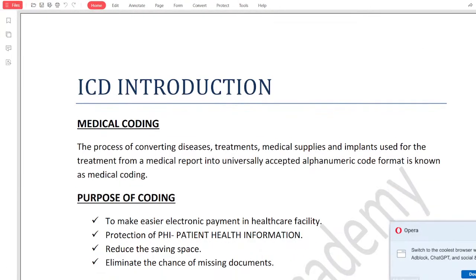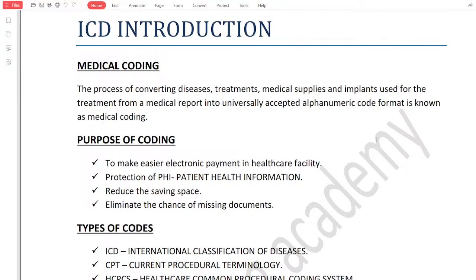So now I am going to discuss the ICD introduction. This is our first medical coding session, class-wise. Let us start with the ICD introduction. Before that, a basic thing related to medical coding: what is medical coding? I'm also including that. I have already uploaded all about CPT in my yesterday's live, and now I am going to discuss ICD, our first textbook.